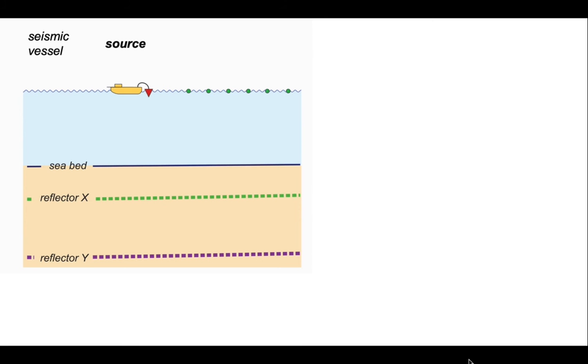So we have a seismic vessel that has a source represented by that red triangle, which would be an air gun. Hanging out the back is a streamer of hydrophones. In this case, we've just got 6, and this allows us to have a multi-channel record. So that's the configuration, a source and a streamer of hydrophones.